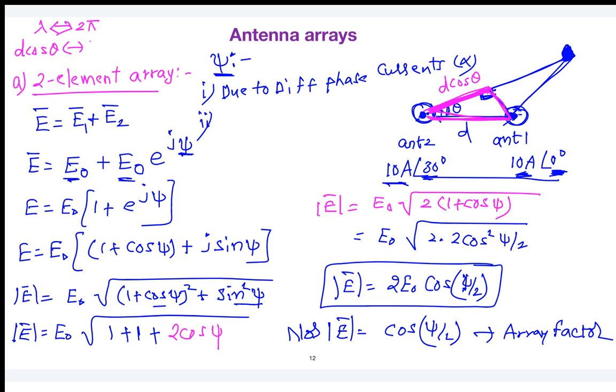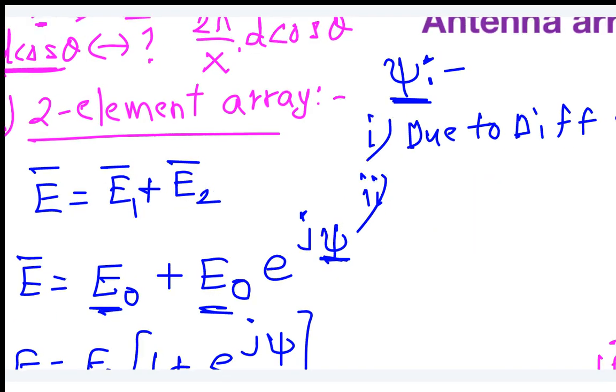So in a distance of lambda, you will get a phase shift of 2 pi radians. So accordingly, proportionately, what is the phase shift when it is d cos theta? That is 2 pi by lambda into d cos theta. Agree with me? Just cross multiply. 2 pi by lambda into d cos theta.